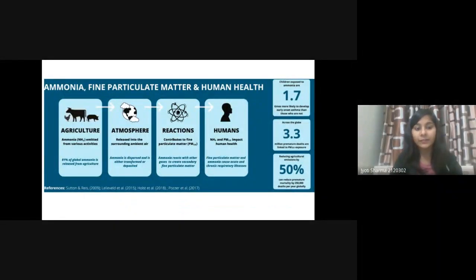Again, whenever you are doing farming, this may release ammonia. This ammonia will be released into the atmosphere. It may react with some kind of particulate matter, and then it may also impact human health. Okay.